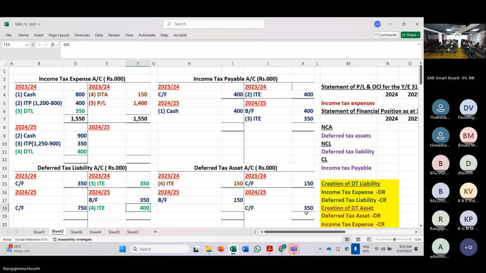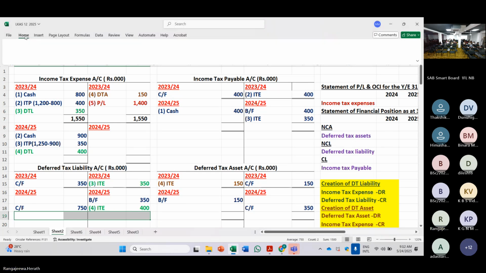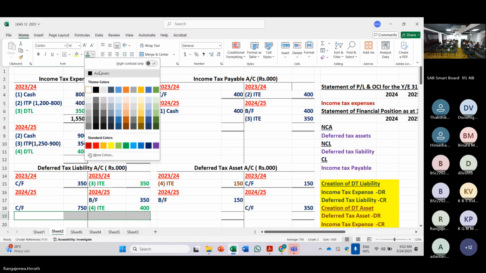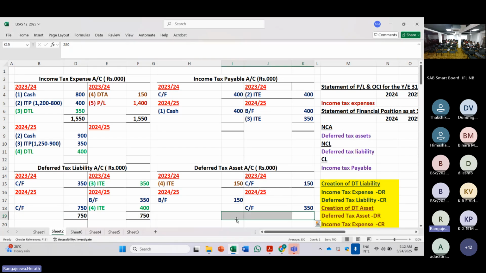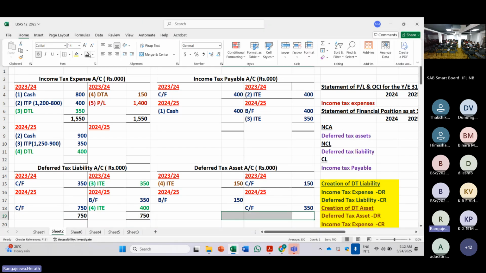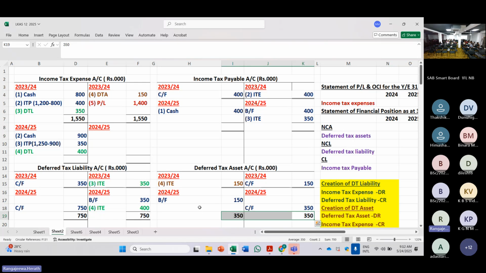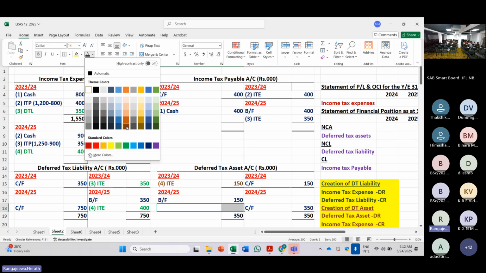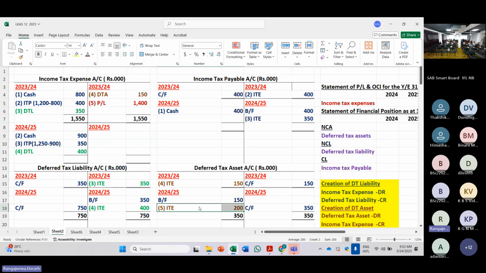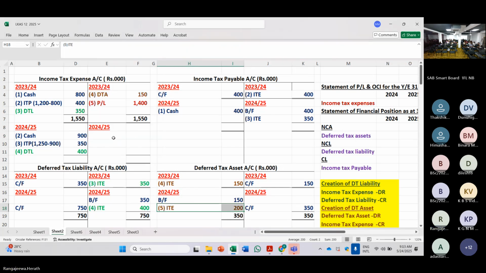Same way, deferred tax asset, right? Here carried forward balance 350. Deferred tax asset. Creation of deferred tax asset for the current year is 200. Deferred tax asset debit, income tax expense credit.